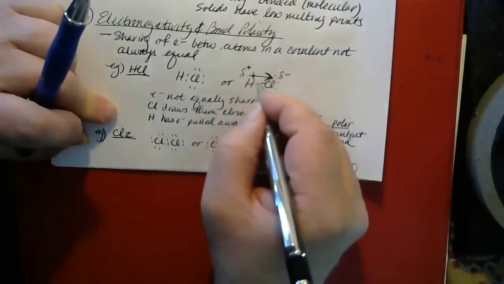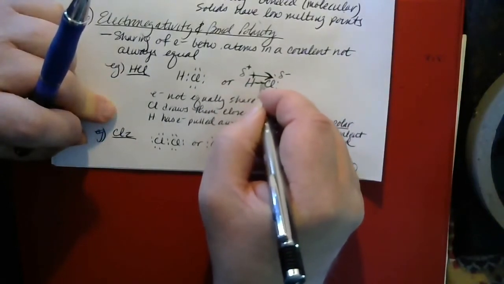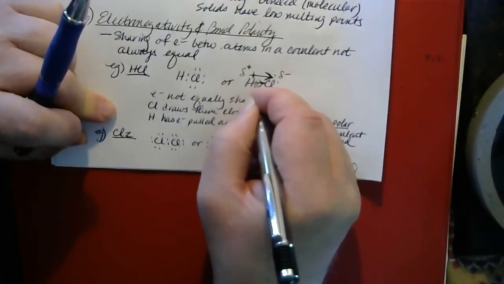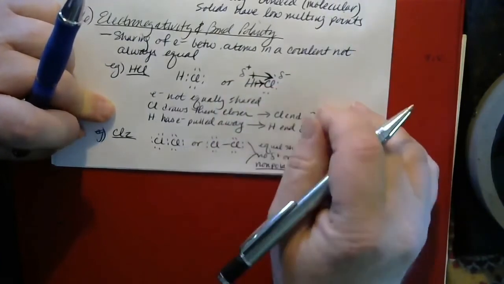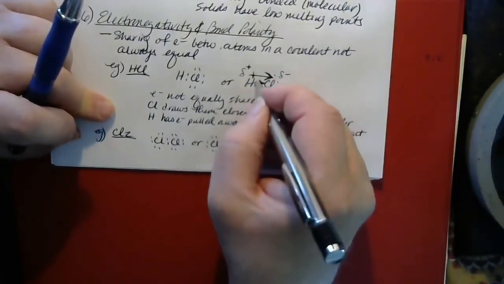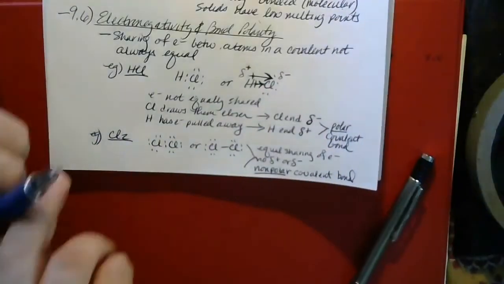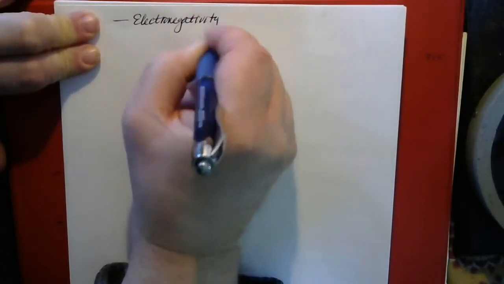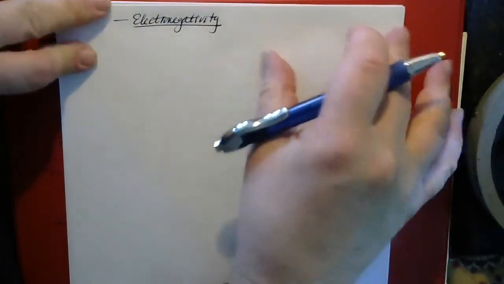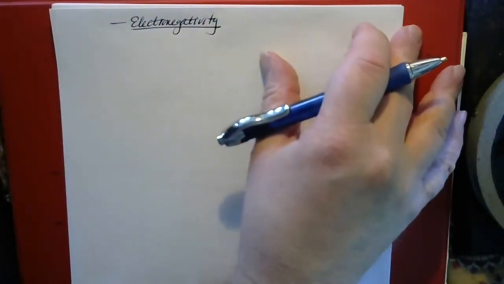And so you could represent that like this. Sometimes the arrow is drawn right on top of the bond, which can be drawn like this if you're lacking artistic skill. To the extent I am, something like that. And that brings us to electronegativity. And that's because electronegativity is the attraction for electrons within a bond.